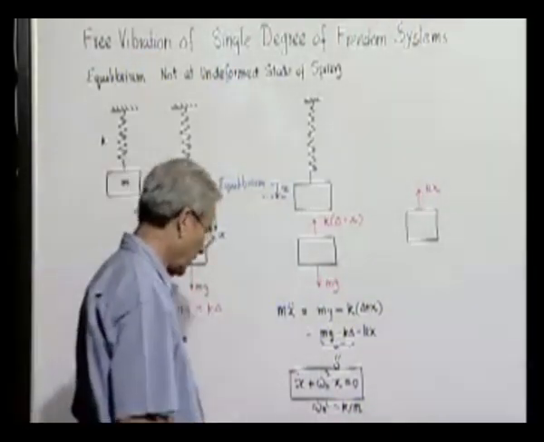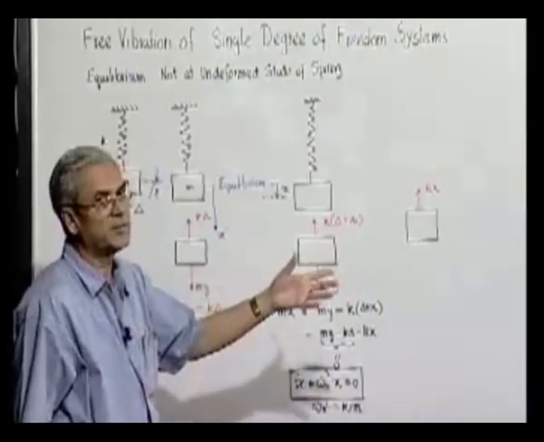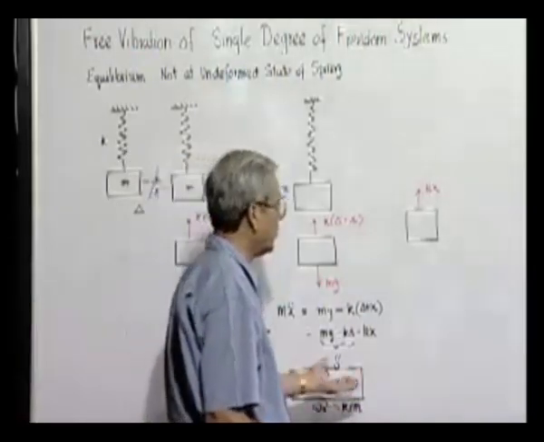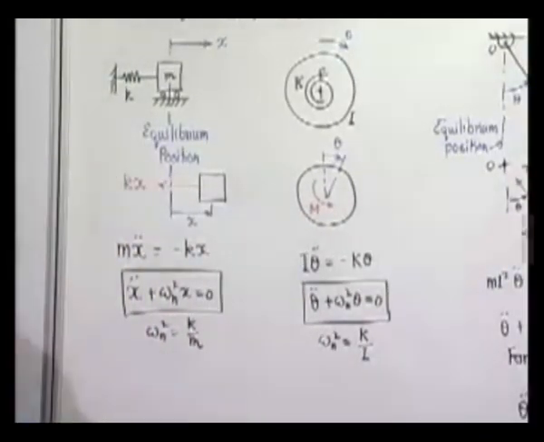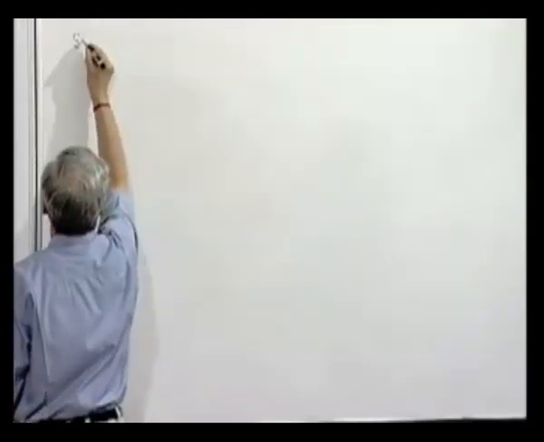Now let us come to the question of solving, because we find that for all the single degree of freedom systems, in some form or other, we get the same equation of motion. So therefore, we will now solve this equation. So the equation is the same. So therefore, we have to find out the solution.